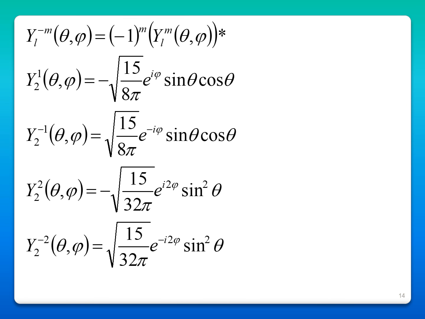And for negative M, we have this formula. So substitute this, then we end up with Y_2,-1 of theta and phi is square root of 15 divided by 8 pi e power minus i phi sin theta cos theta. Similarly, Y_2,-2 is square root of 15 divided by 32 pi e power minus i 2 phi sin square theta. Thank you.